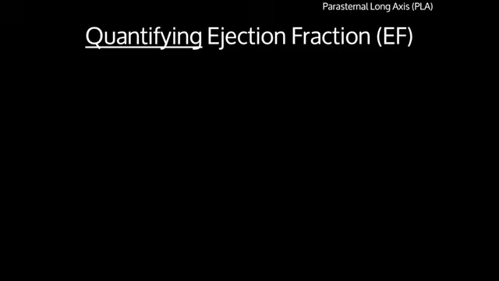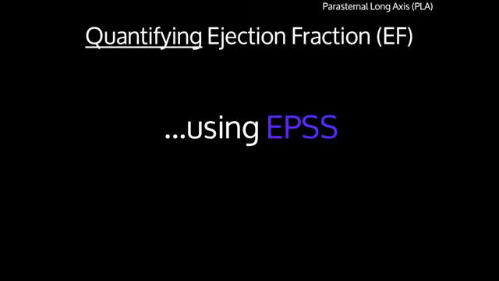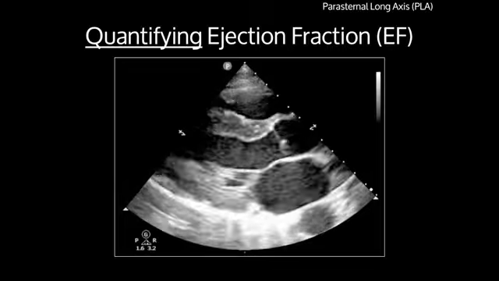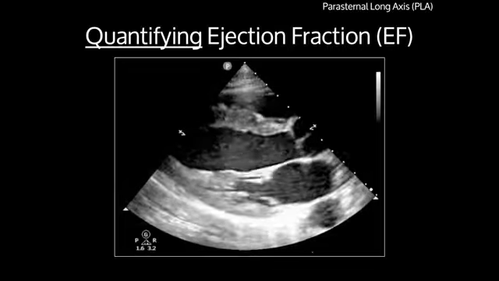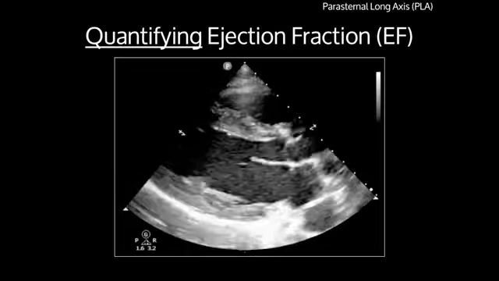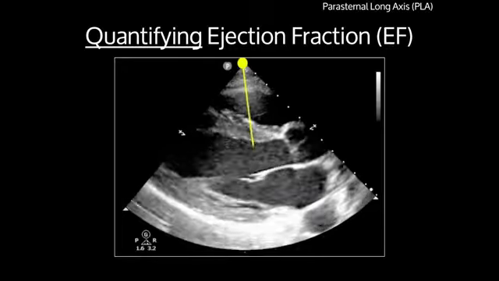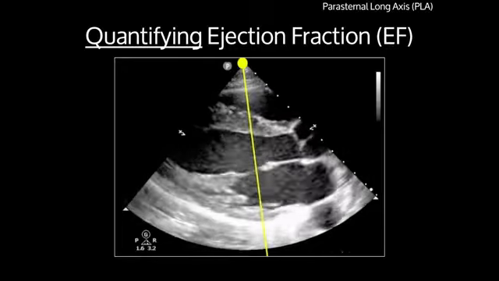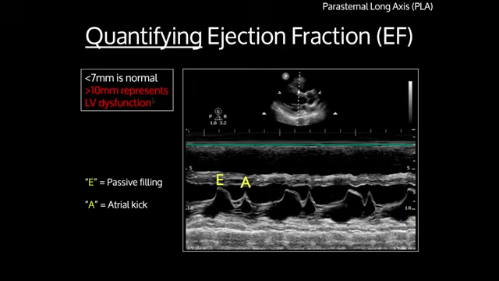If you want to quantitatively measure the ejection fraction and not exactly eyeball it, you can do so using EPSS, or E-point septal separation. This is a heart in the parasternal long axis view. If we want to use EPSS, we just throw down an M-mode spike at the tip of the anterior mitral valve leaflet. You can freeze the image and this is what you will see.